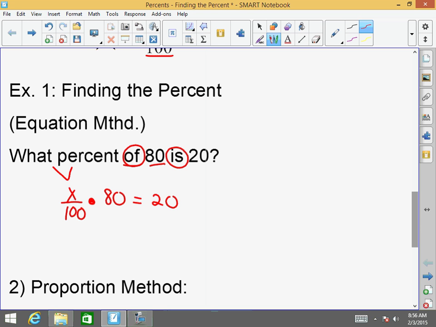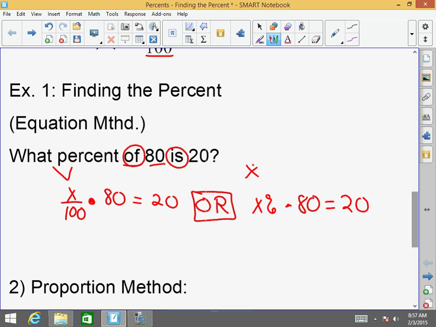Now, some people are going to set it up like this, and I will accept it, but there's a little bit of a problem with this way. Some people go x percent of 80, of means multiply, is 20. There's a little danger with this way, and I'm going to explain the danger in a second. But let's look at the really good way, which is right here.